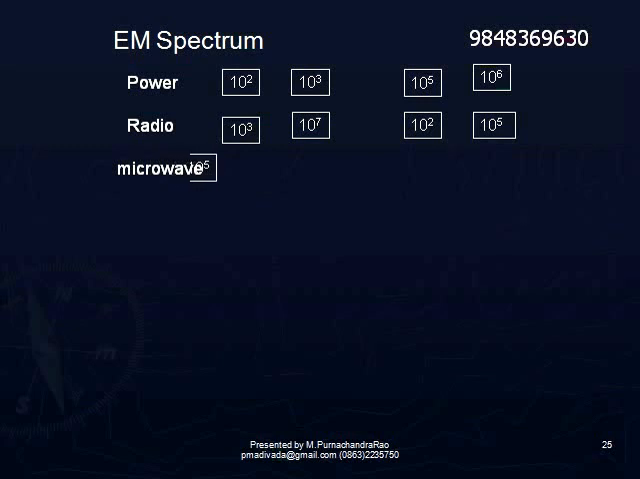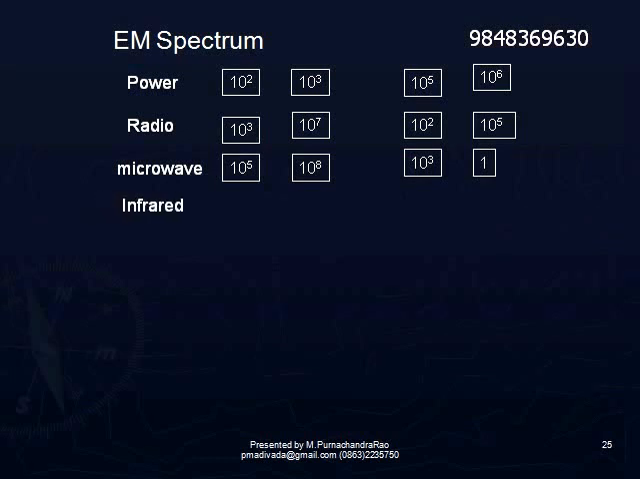Ultraviolet radiation is from 10 to the power of 14 to 10 to the power of 18 Hz, and wavelength is 10 to the power of minus 9 to 10 to the power of minus 5. X-rays: 10 to the power of 18 to 10 to the power of 20 Hz, and wavelength 10 to the power of minus 10 to 10 to the power of minus 8 meters. Gamma radiation is from 10 to the power of 20 to 10 to the power of 22 Hz, and wavelength is 10 to the power of minus 14 meters to 10 to the power of minus 10 meters.